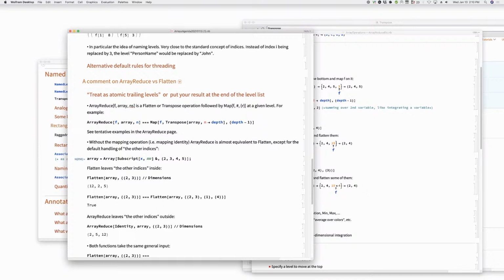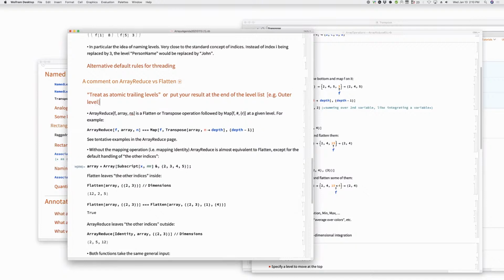So this is what we do with this integer at the end of outer. In outer, we say everything beyond level 3 is atomic. And so everything is left inside beyond that. So these other operations, like array reduce, maybe I'm confused, but is there a sense in which there is also a question of what gets left atomic at the end?